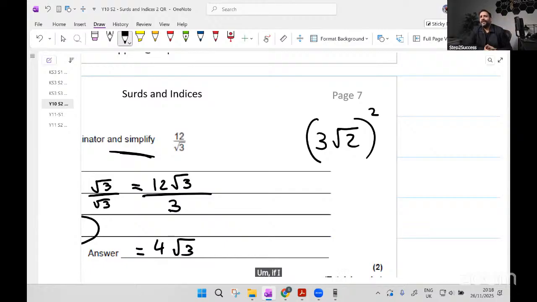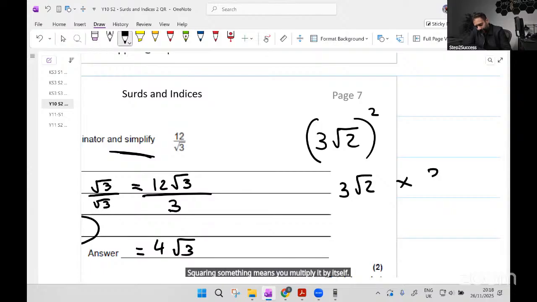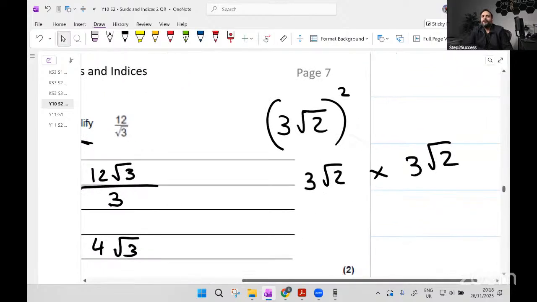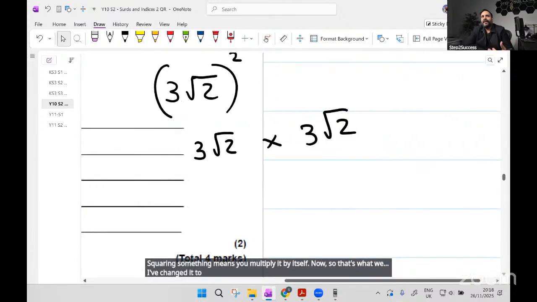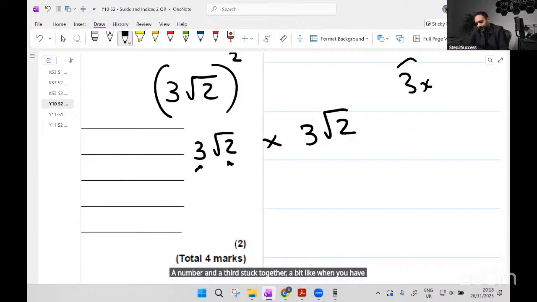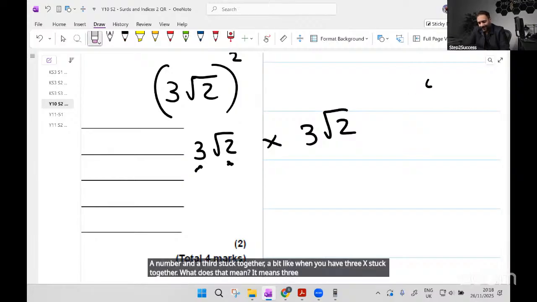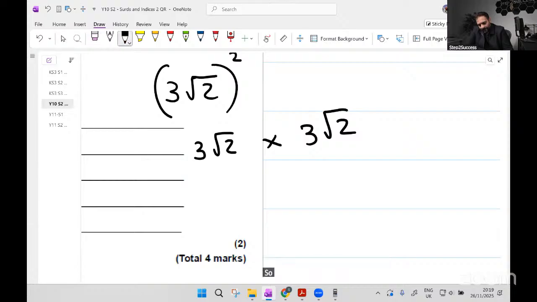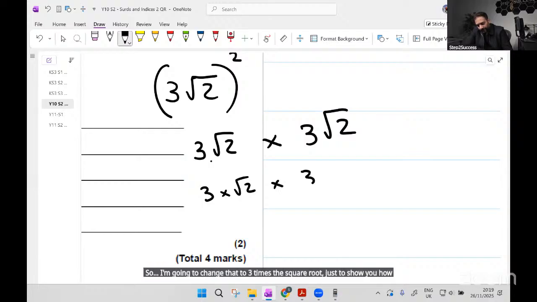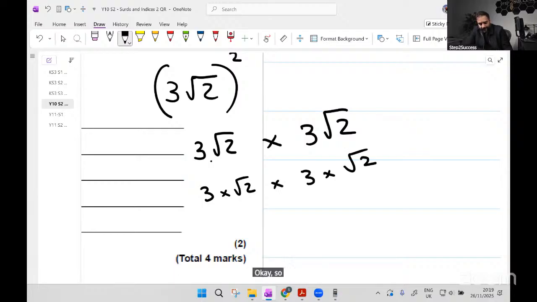If I had 3 square root 2 squared, squaring something means you multiply it by itself. So that's what I've changed it to. Now, a number and a third stuck together, a bit like when you have 3x stuck together, means 3 multiplied by x, doesn't it? So I'm going to change that to 3 times the square root 2, just to show you how I'm thinking of this. So 3 root 2 means 3 times square root 2. Sorry, my laptop's at an angle.